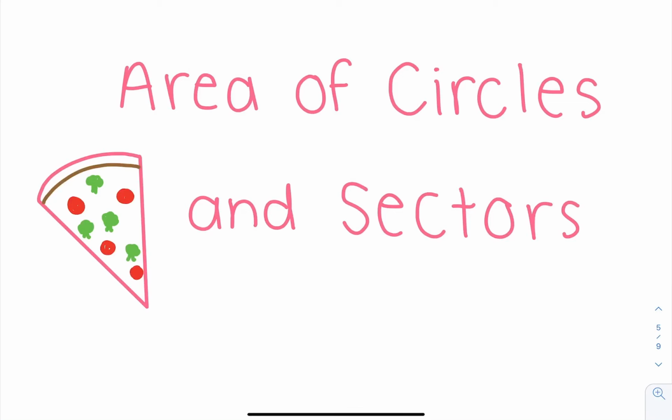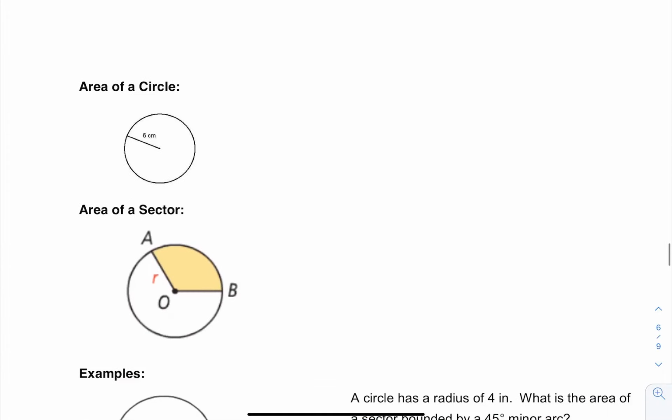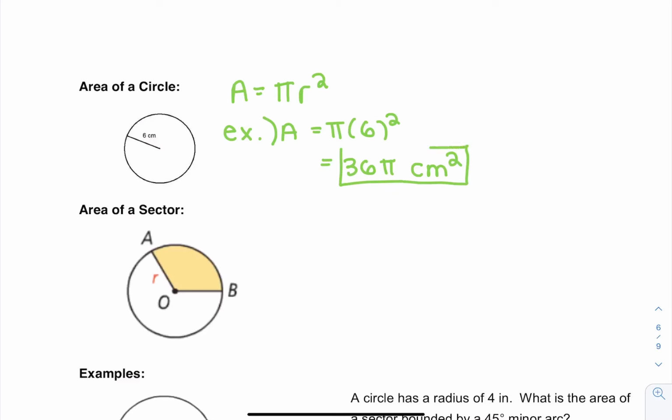In this video, we're going to find out how to find the area of circles and sectors. So we know the area of a circle, A, is equal to pi r squared. So for example, if we have a radius of 6, our area is pi times 6 squared, which gives us 36 pi, and since we're working with area, the units are squared, so centimeters squared.